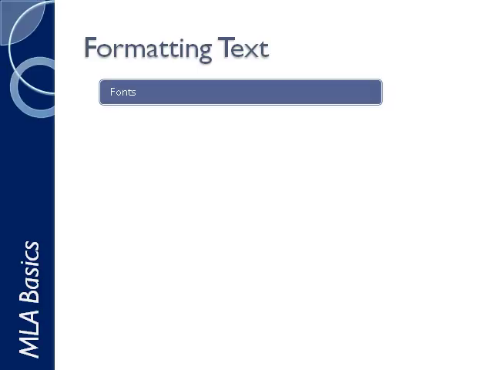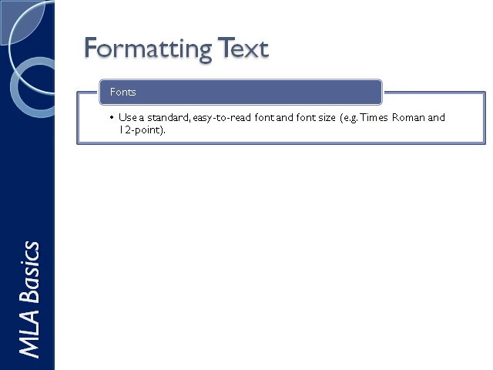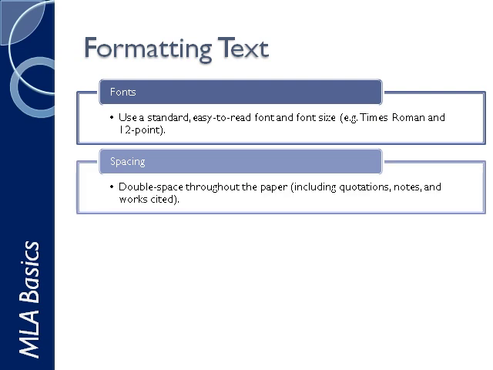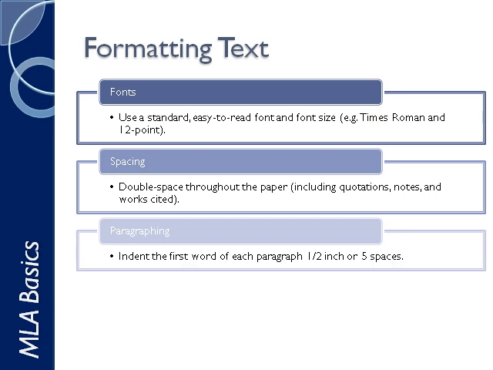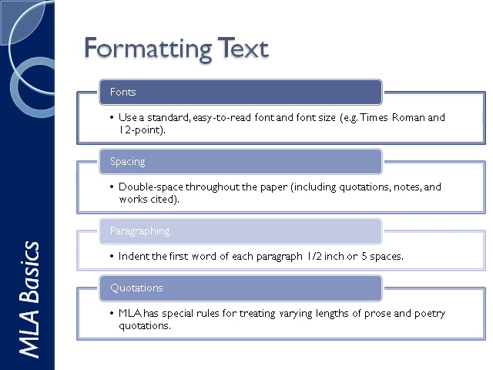There are special rules for formatting text in your paper. Fonts should be standard, easy-to-read fonts. About 12-point font, Times New Roman or Calibri are okay. Should be double-spaced throughout the paper. Paragraphs should be indented 5 spaces, or 1 inch or a tab. There are additional rules for quotations.